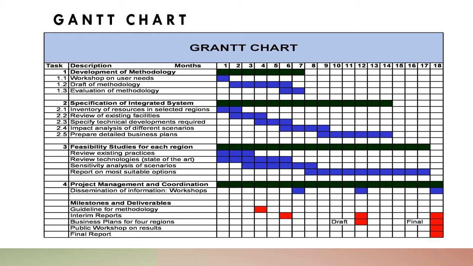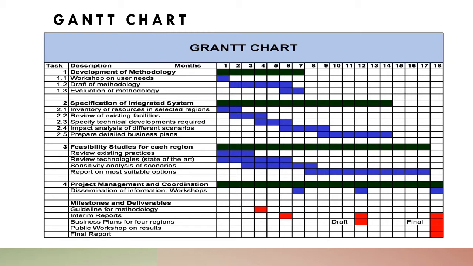So the first one is development of methodology, that is, how the task will be performed. Next, a workshop on user needs, where he will be given a workshop about the needs of the user. Then a draft of methodology, where a methodology will be drafted by which the task will be performed. Then a methodology evaluation, like on days 6 and 7 we will evaluate our methodology to see whether it is good or not. Development of methodology is performed for this whole week.